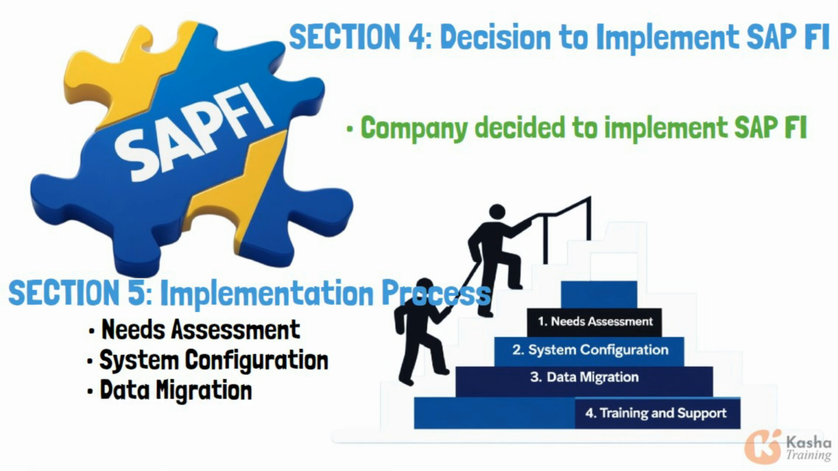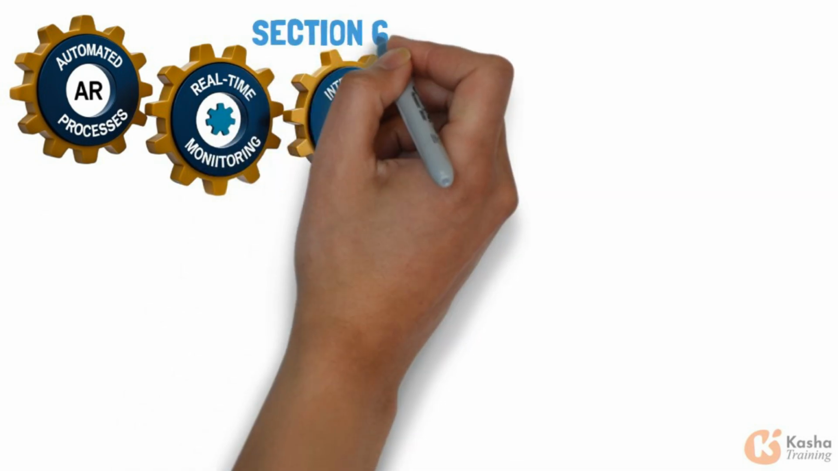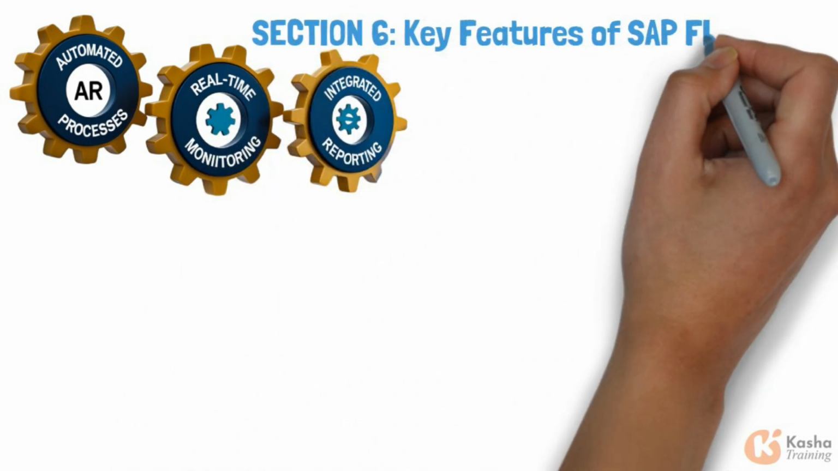Data migration: historical financial data was migrated into the new system to ensure continuity and accuracy. Training and support: staff received extensive training on using SAP FI effectively for cash flow management. Section 6. Key features of SAP FI utilized.